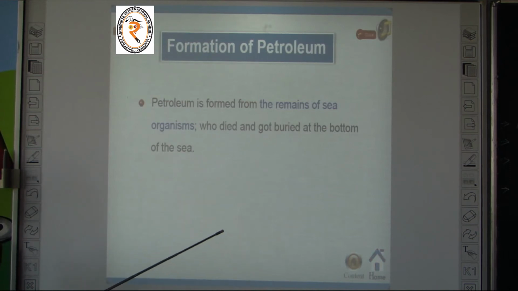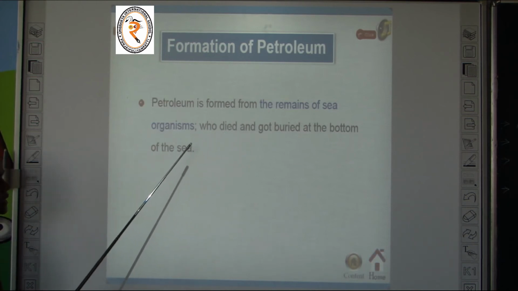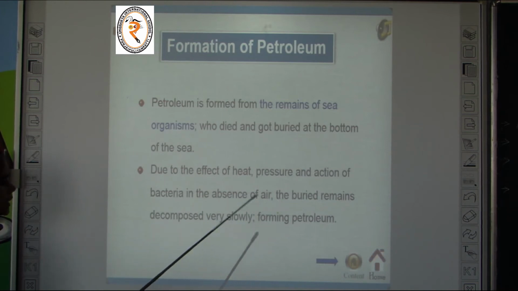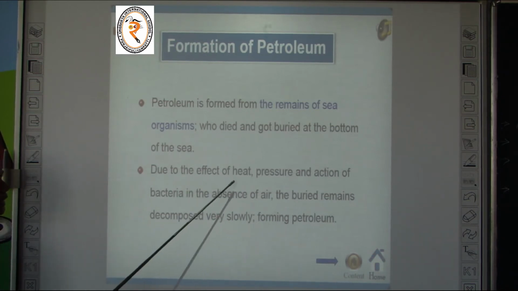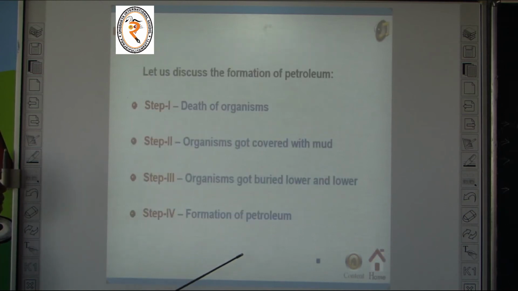Formation of petroleum. How is petroleum formed? Petroleum is formed from the remains of sea organisms that died and got buried at the bottom of the sea. Due to the effect of heat, pressure and the action of bacteria in the absence of air, the buried remains decomposed very slowly, forming petroleum. But this process takes place very slowly.